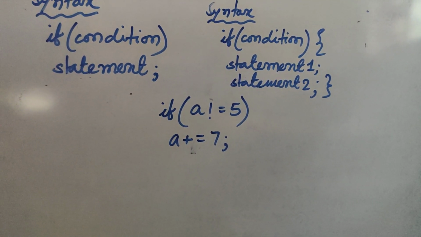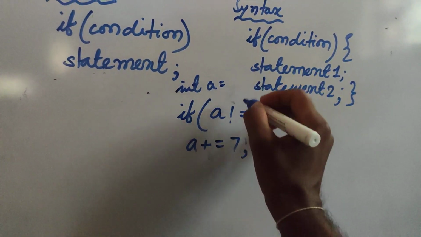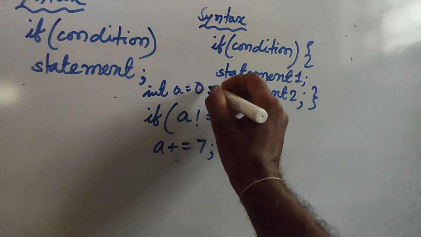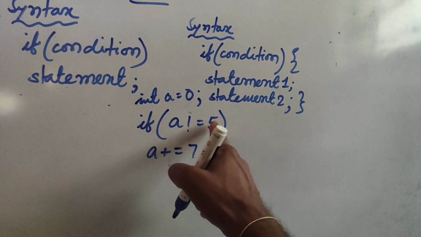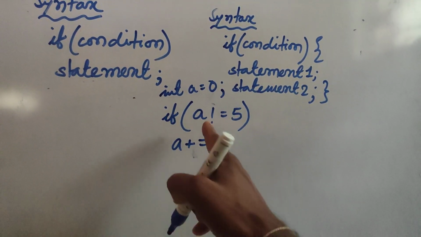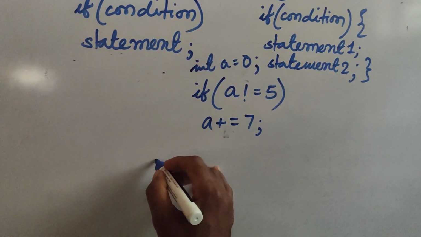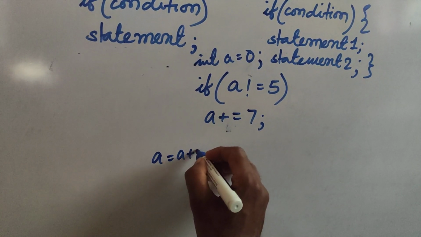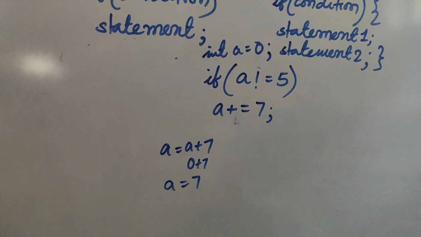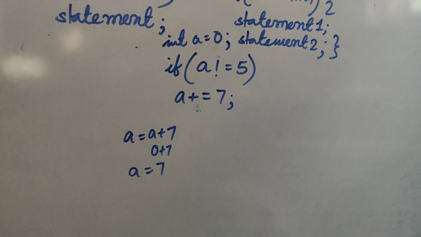So what value will come in a? You think maybe int a equal to 0 I am taking here first. Then 0 not equal to 5, true or false? 0 not equal to 5, true. So a plus equal to 7. What comes here? a equal to a plus 7, 0 plus 7. So the value of a will change in the memory. Now the value of a will be 7. So this is the true part.